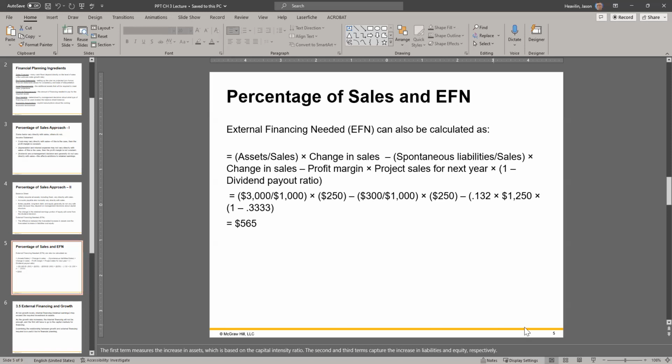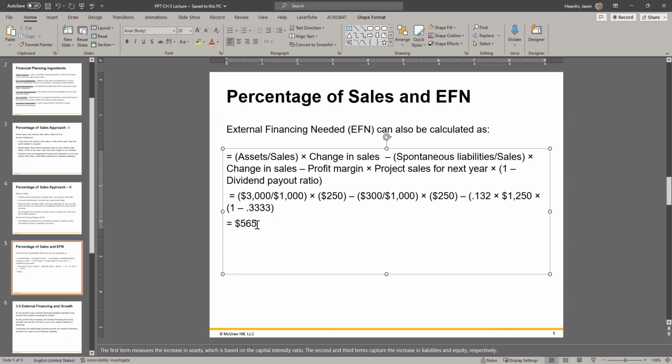There's a numerical example of how that would work. Well, you're going to need 565, let's say it's millions or thousands, of external financing to support those changes in sales. And that's why change in sales is in a couple of places here, while maintaining your dividend payout policy.